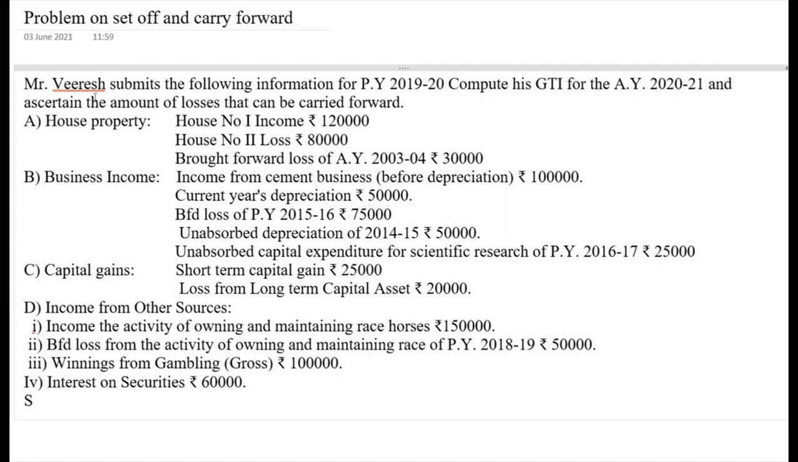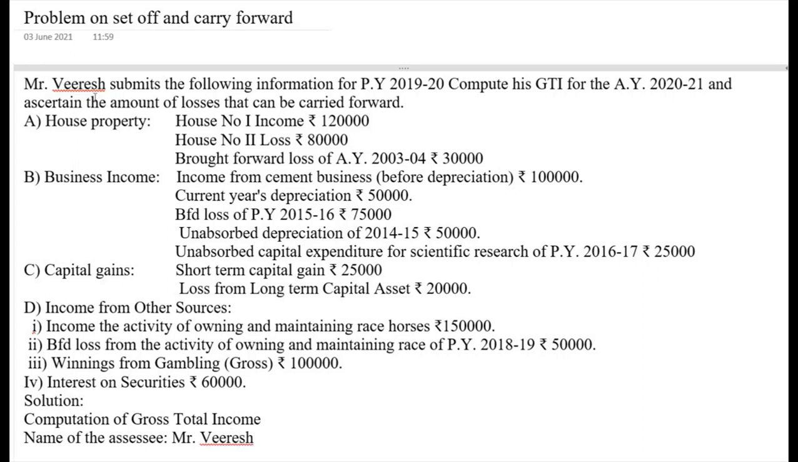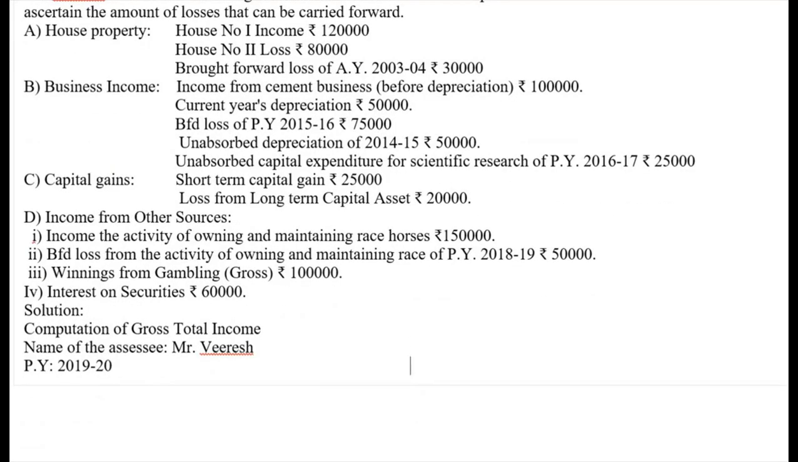So now from this we are required to compute the gross total income. So, computation of gross total income. Name of the assessee: Mr. Veeresh. Previous year 2019-20. Assessment year 2020-21.